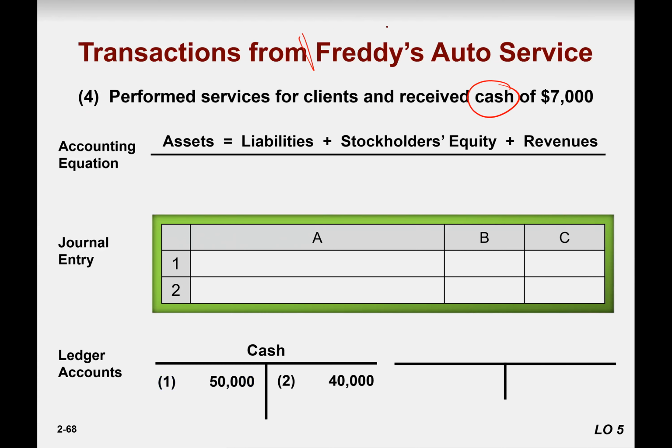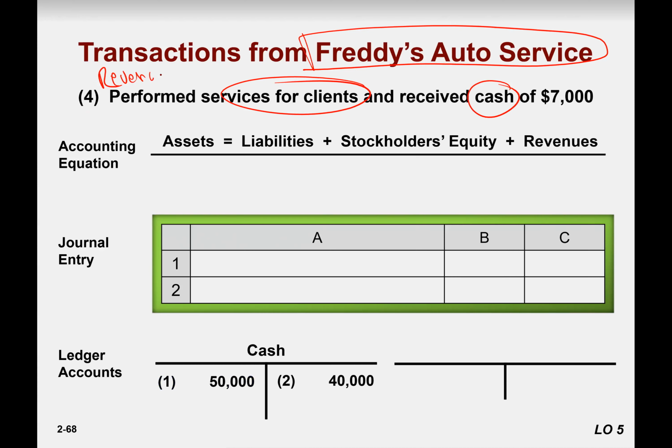So remember, this is Friday Auto Service. So performing services means they are selling their services. Does it mean we will have less supplies? No, revenues. It is about sales. Look at the company, Friday's Auto Service. They are selling their services for automobiles. So they performed services, or increased their sales, and received cash from their customer.